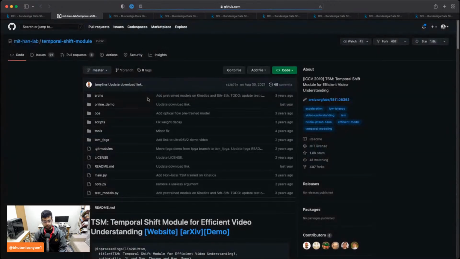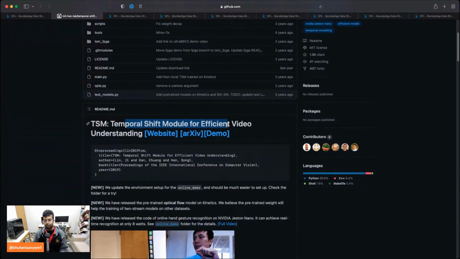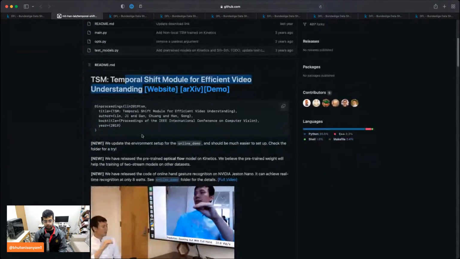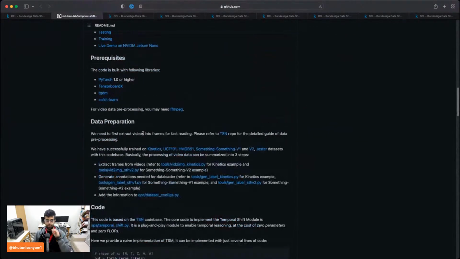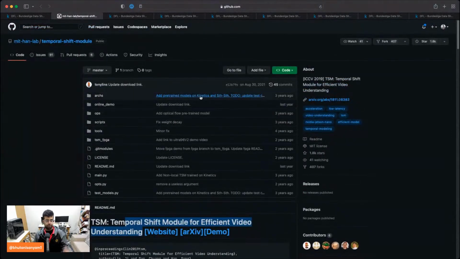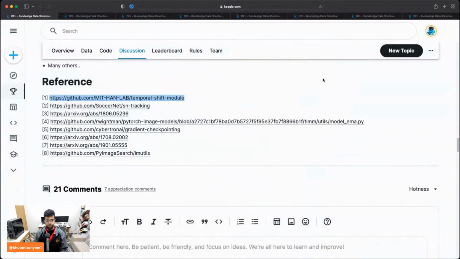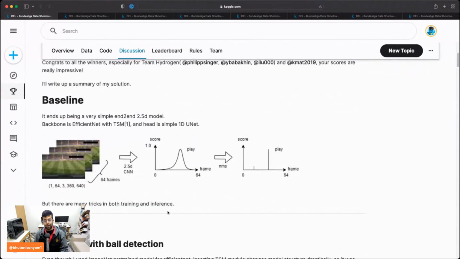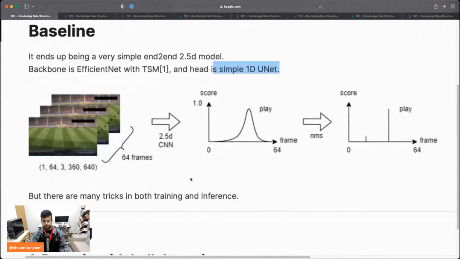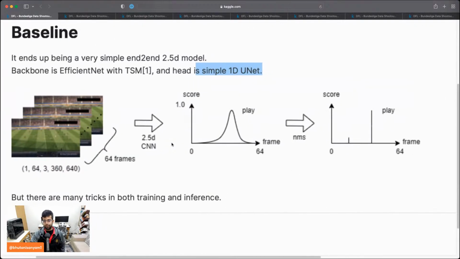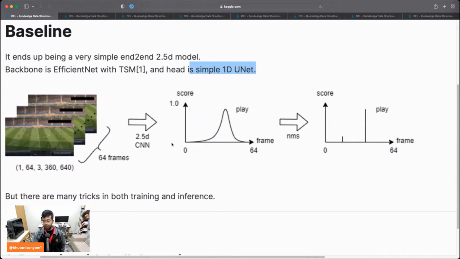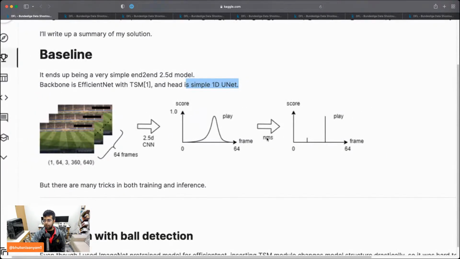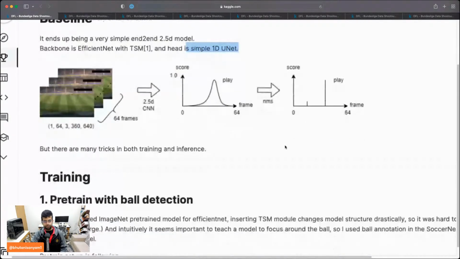Let's check out what that is. Temporal shift module for efficient video understanding. And we can check this out later. But they got inspired through this repository, and I assume they use some information from here. This was a paper from ICCV 2019. So he used an efficient backbone with the temporal shift module, and the head is a simple 1D UNet. So it looks like he's combining 64 frames and passing that into a 2.5D CNN. And from there, he's applying NMS to get the scores and classifying that into a play.